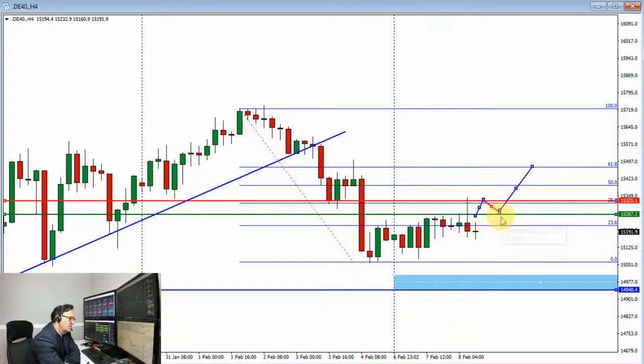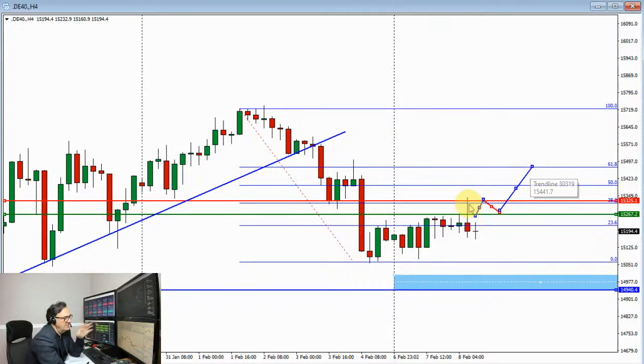So possible long entry for me would be at 15,260, 15,300, around that area, with a stop at 15,200 to the downside. So it could be 60 to 100 points of risk, with the view to potentially take profit higher towards 15,500. So if I say it's 100 points of risk for potentially 200 points of gain, that'll be 2-to-1 risk to reward ratio. Not my favorite risk to reward ratio, but I'll take it.